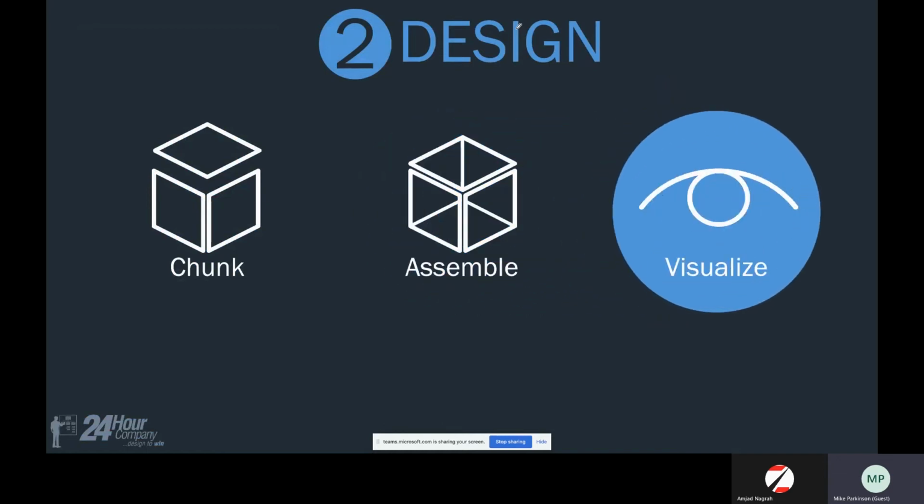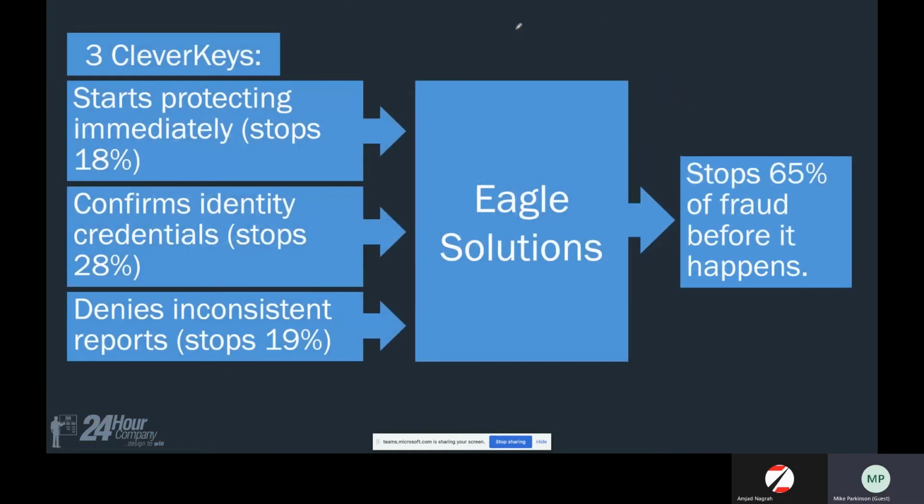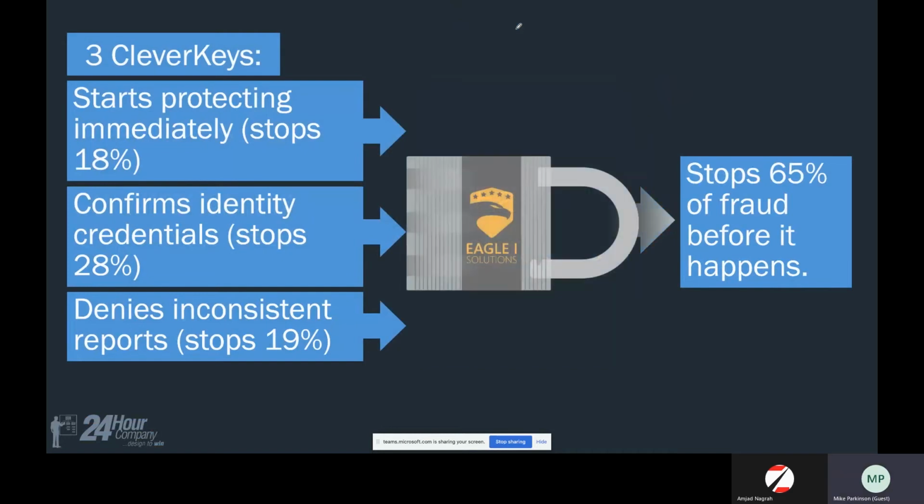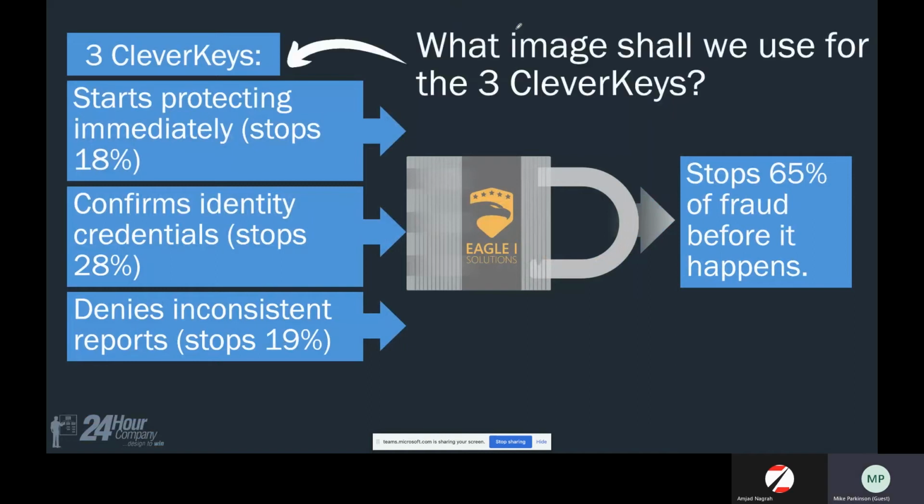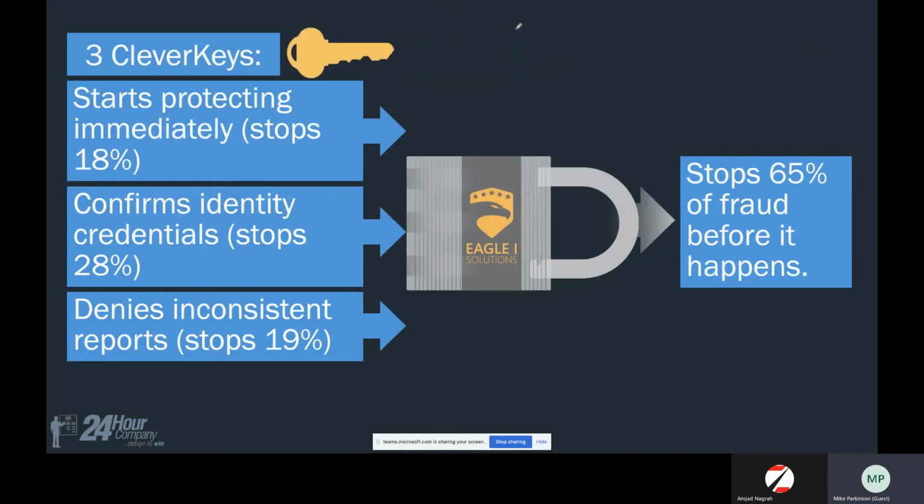So that's assemble. The next thing I need to do is visualize it. We're getting really close to a graphic. Really, really close to a graphic. So when it comes to visualizing, I'm going to use a lock to represent existing IT security protocols. Because think about it, when you're on a secure HTTPS website, you have a little lock in the corner that says, hey, we've locked this down, you are safe. What images shall we use for the clever keys? Well, I'm going to use keys. I'm going to go with that metaphor. So let's put it all together.